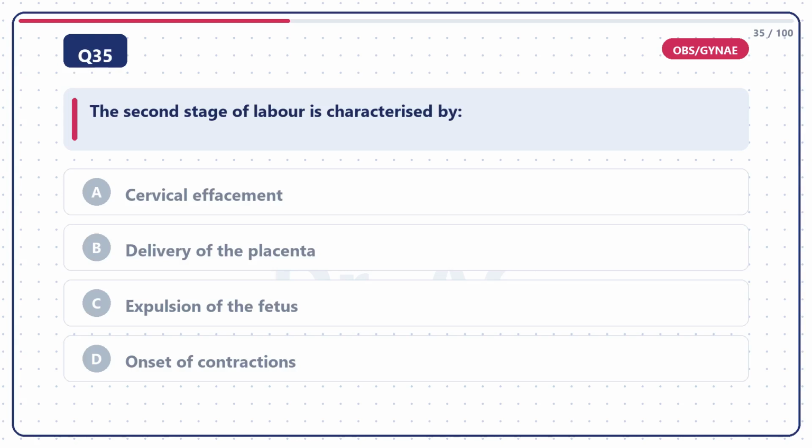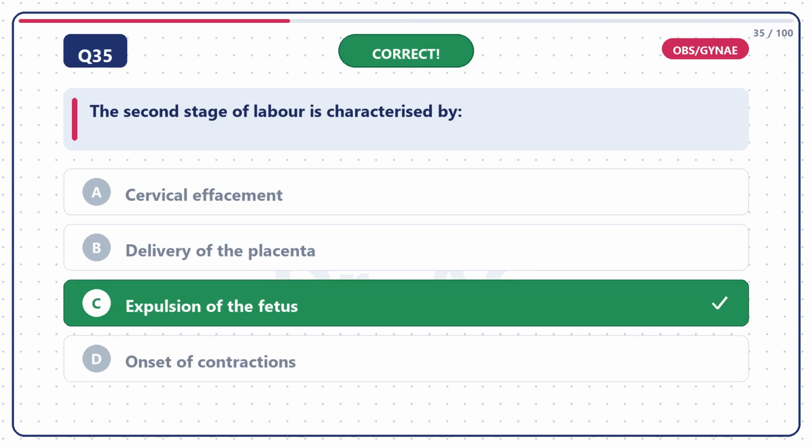Question 35. The second stage of labor is characterized by Option A. Cervical effacement. Option B. Delivery of the placenta. Option C. Expulsion of the fetus. Option D. Onset of contractions. The correct answer is option C.